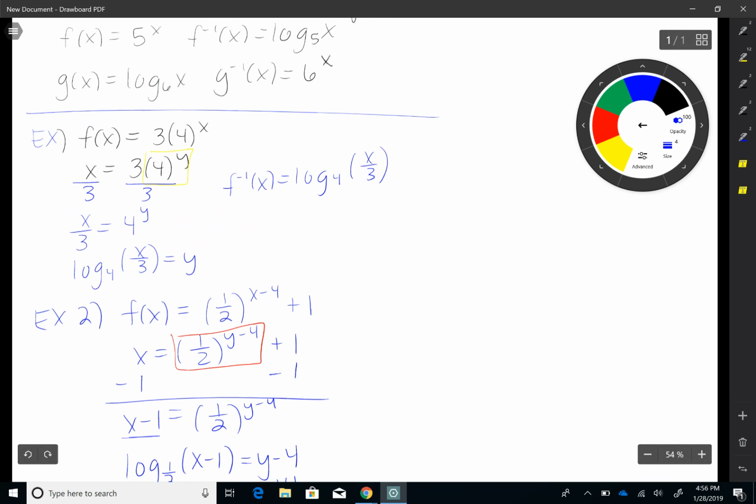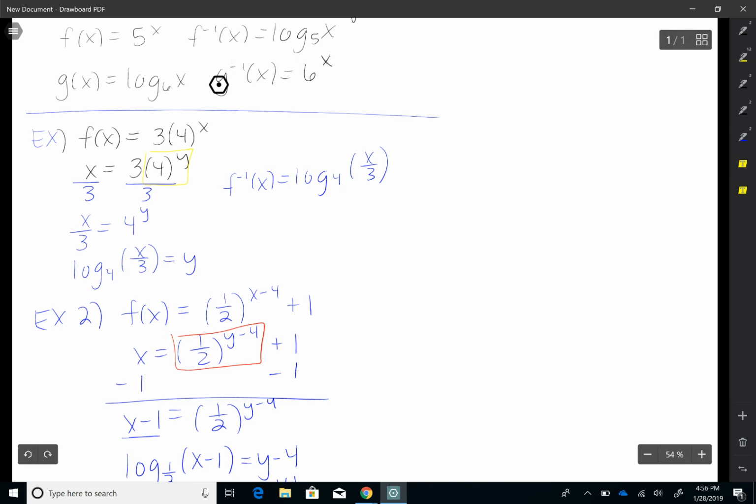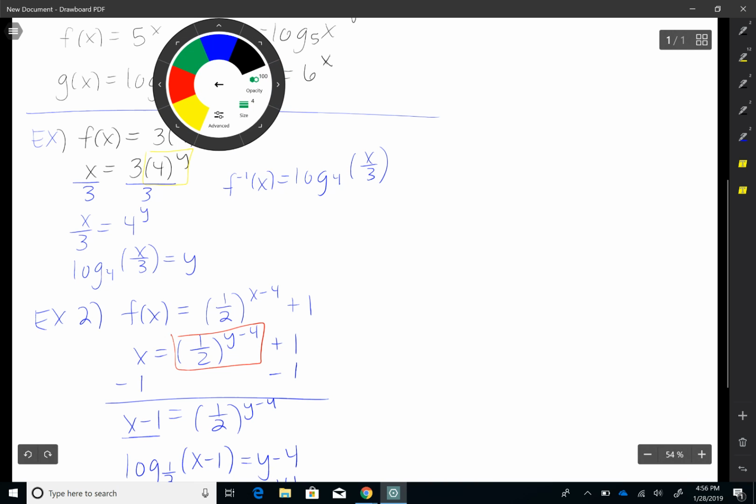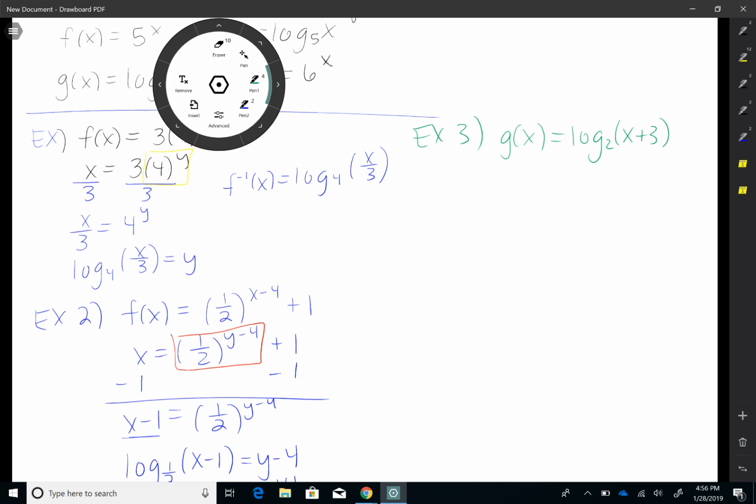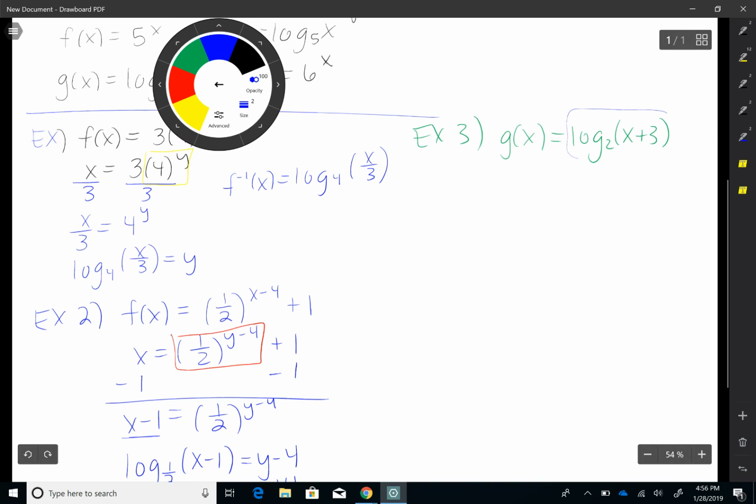Okay, now we're going to go the other way. We're going to do a log function to an exponential. I'll change colors for fun. Green. All right, so if I have g of x equals the log base 2 of x plus 3. This one is just a quickie because the log is already by itself. What's in the parentheses is part of the log.